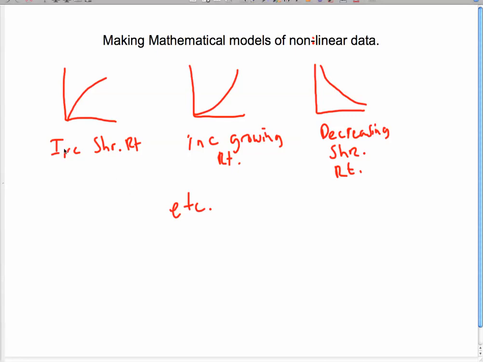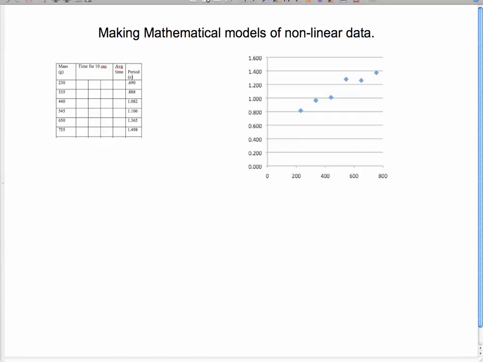Well, I suppose some of you have had some math classes where you've looked at equations of nonlinear graphs, but I'm going to assume that's not the case. Instead, we're going to take an approach called linearization. We're going to make a line out of data. Here's a sample set of data.